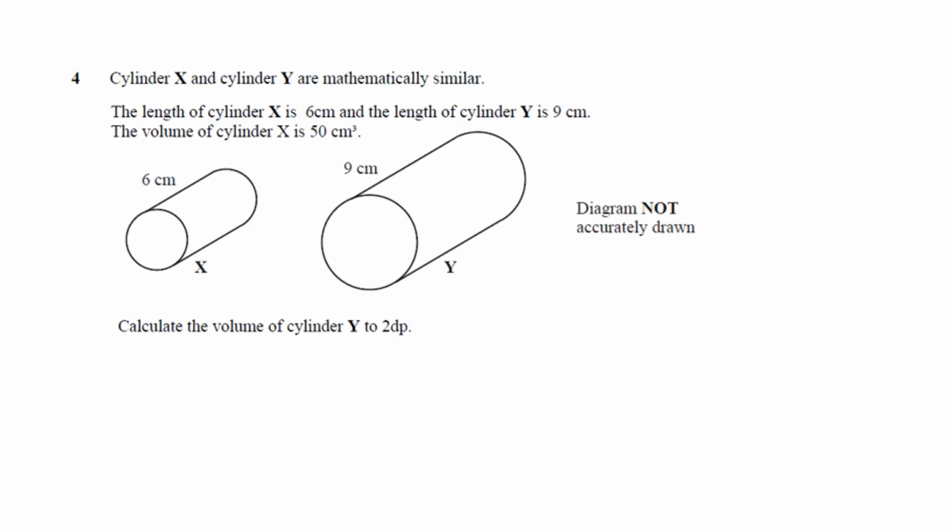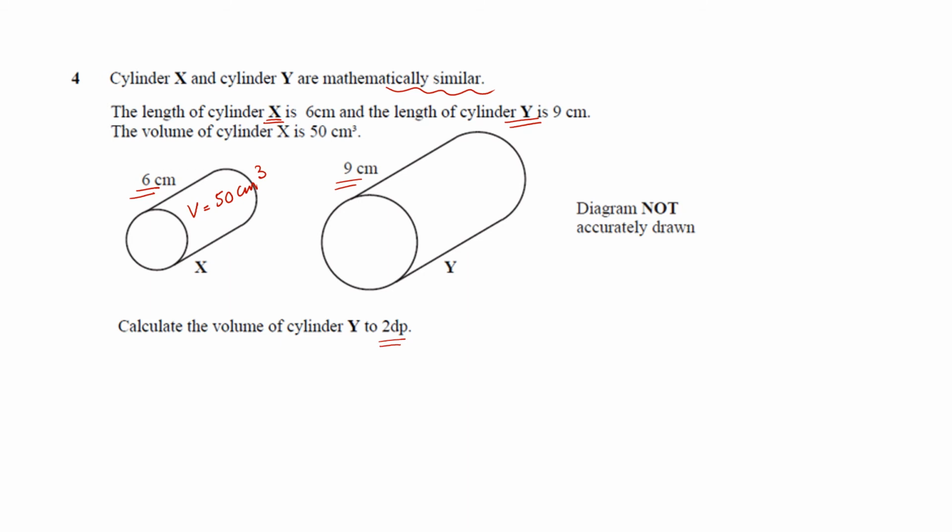Now here also the same thing. Cylinder X and cylinder Y are mathematically similar. The length of cylinder X is 6 centimeters and the length of cylinder Y is 9 centimeters. The volume of cylinder X is 50 centimeter cube, and you have to find the volume of cylinder Y to 2 decimal places. It means after the point you have to take 2 decimals.